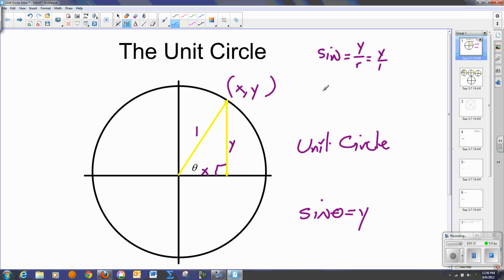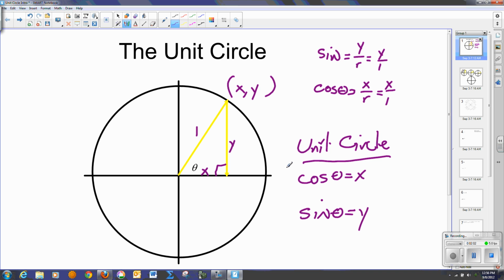Likewise, if I look at the cosine value of some theta, that's the adjacent, which is x in this case, over the radius of 1. So the cosine of theta is just equivalent to x for the unit circle. And if it's any other circle having a different radius, we can just say it's y over r or x over r. No big deal. We've already done that before.